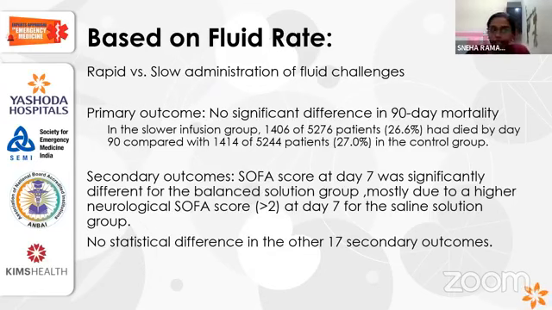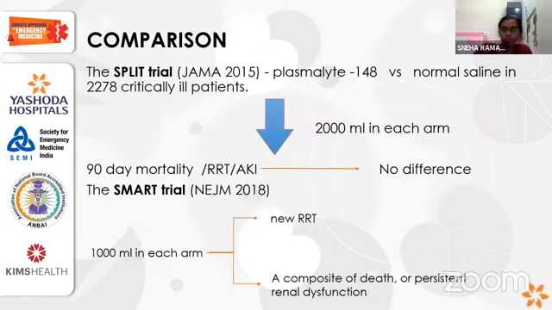And regarding the fluid rate, when rapid and slow administration of fluid challenges were analyzed, there was no significant difference in the primary outcome. There is no significant difference in 90-day mortality in the slower infusion group compared to the higher infusion group. And secondary outcomes, just like the fluid type, SOFA score at day 7 was significantly higher for the balanced group because of the higher neurological SOFA score of greater than 2 at day 7. And no statistical difference in the other 17 secondary outcomes was found.